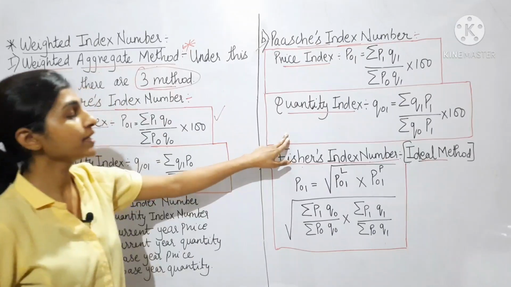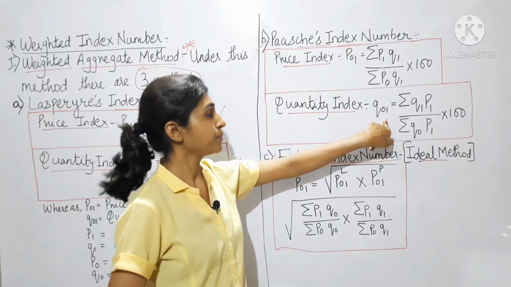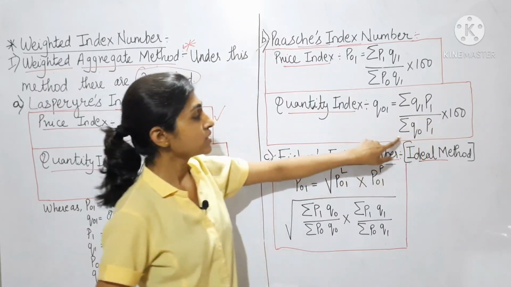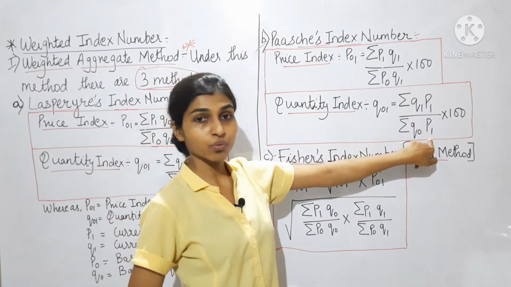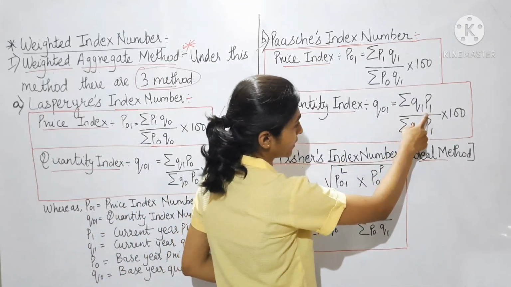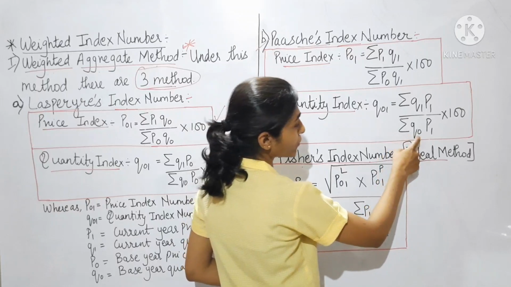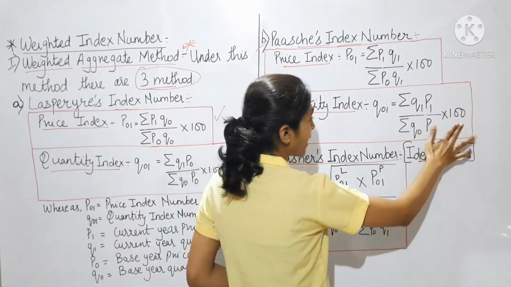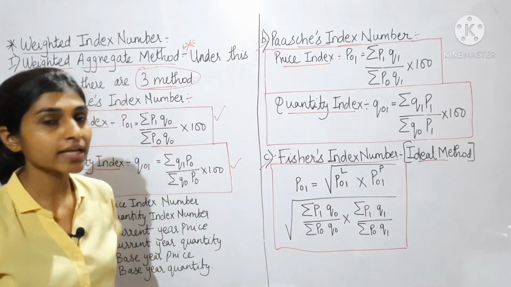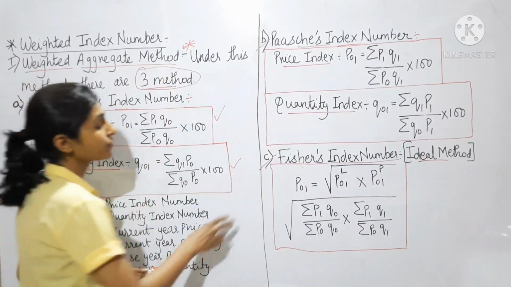For the quantity index number by Paasche's method, Q01 equals summation of Q1 P1 divided by summation of Q0 P1, multiplied by 100. So this is the formula to find the price index number as well as the quantity index number by Paasche's method. The next method is Fisher's method.